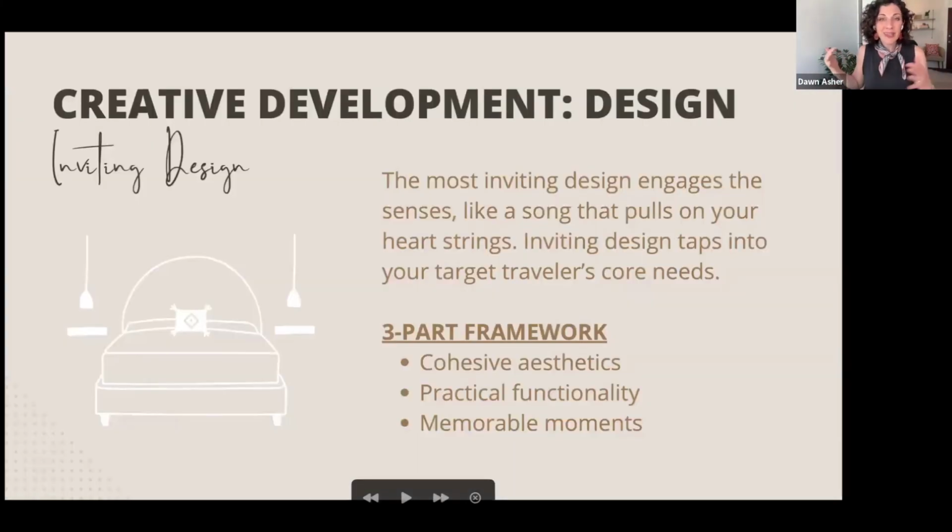So then we're really getting into the creative development. We're getting into the design, and we say it's got to be inviting design. The most inviting design engages the senses, like a song that pulls on your heart. It has to really hit someone at the core, and so it taps into a target traveler's core needs. What are they truly seeking?